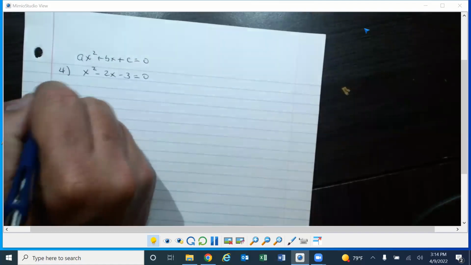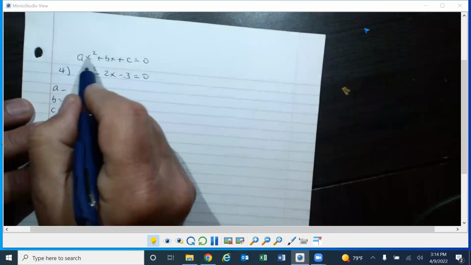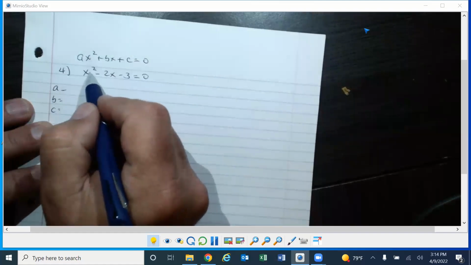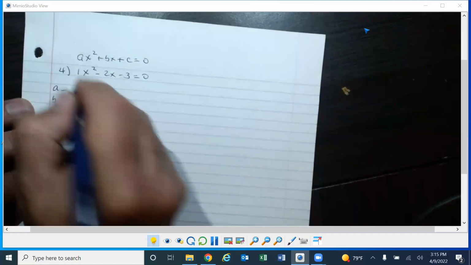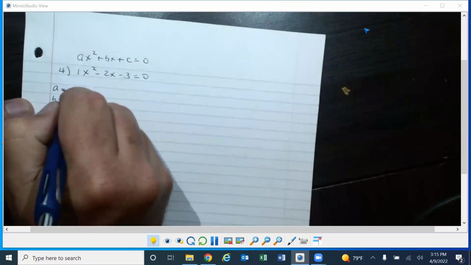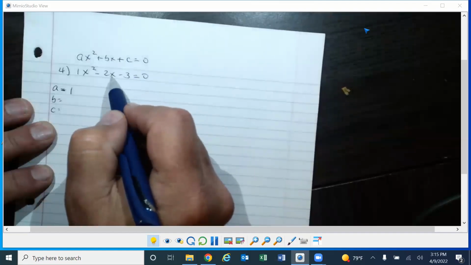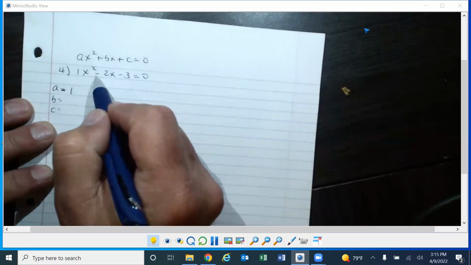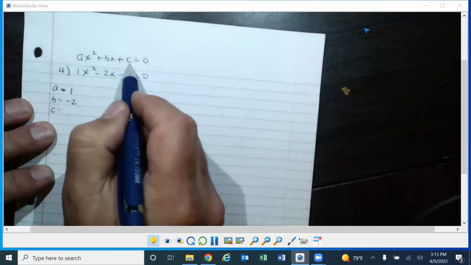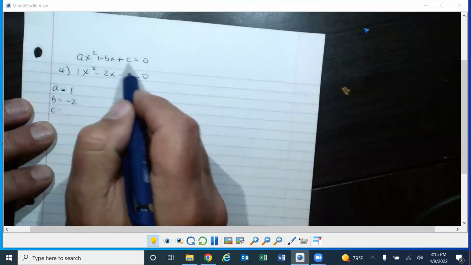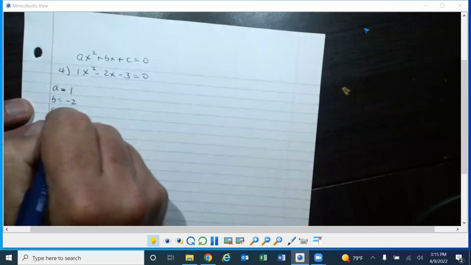I like listing my a, my b, and my c. My a is the number that's in front of x squared. So here's my x squared. Do you see a number here? If not, ask yourself, how many x squareds do you see? Hopefully you say, I see one of them. So my a is going to be 1. My b is in front of x. What's in front of x? A lot of kids say it's 2. Well, the sign goes with it, so it's really negative 2. The c is the number that's all by itself. There's no letter with it. It's just a number. So you can see it's negative 3.